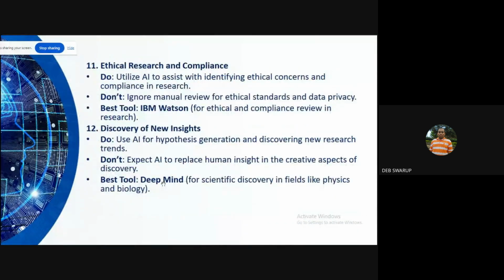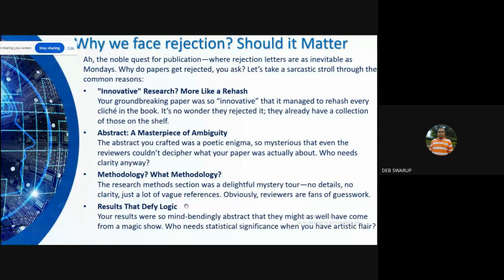And let us come back to this. Now, this is one thing we also want to talk about, and what should be done. The first thing is why we are getting rejections. This is written in a sarcastic way, like "Mondays, rejections are inevitable." There are a few reasons that I have chosen.